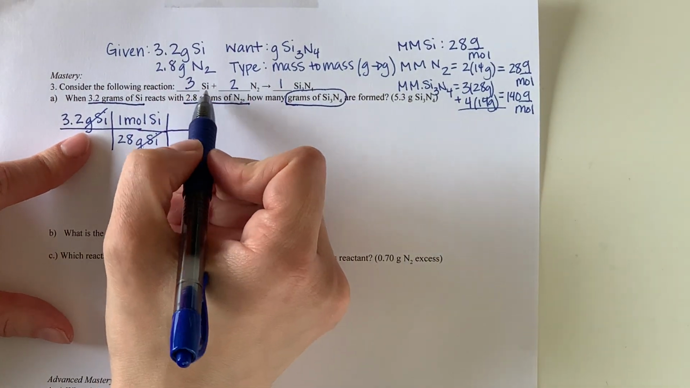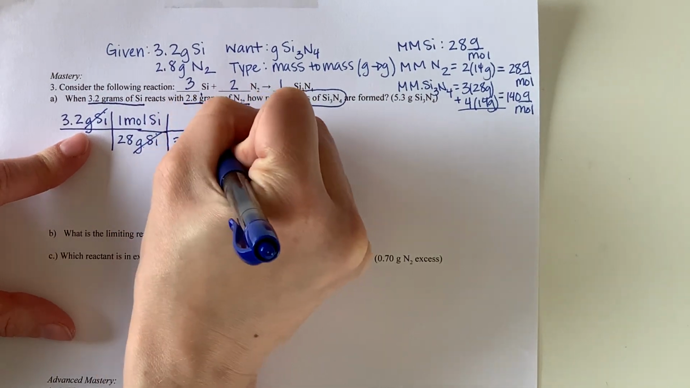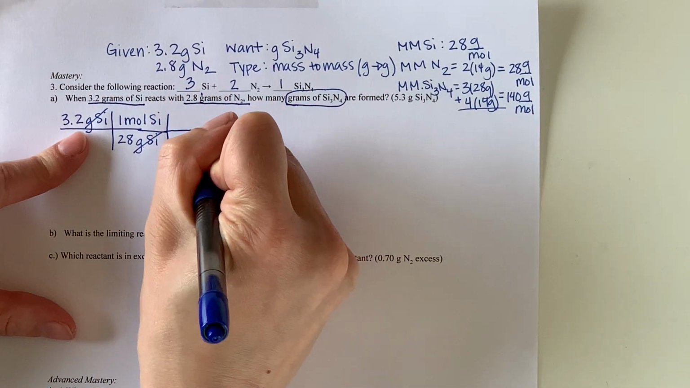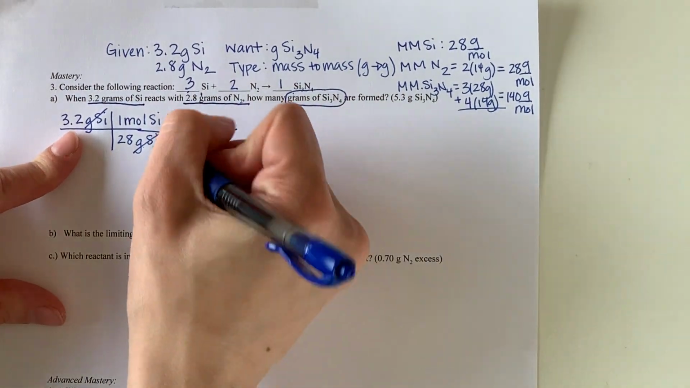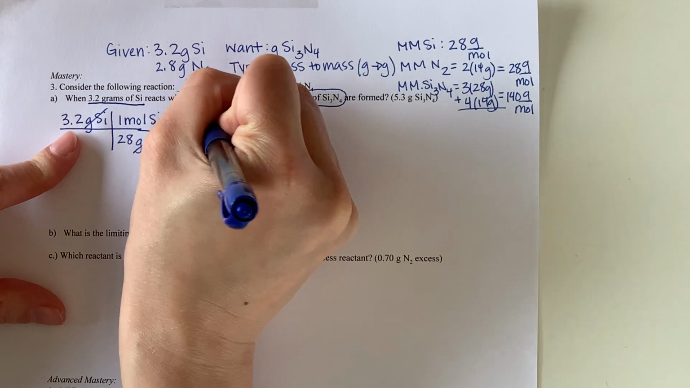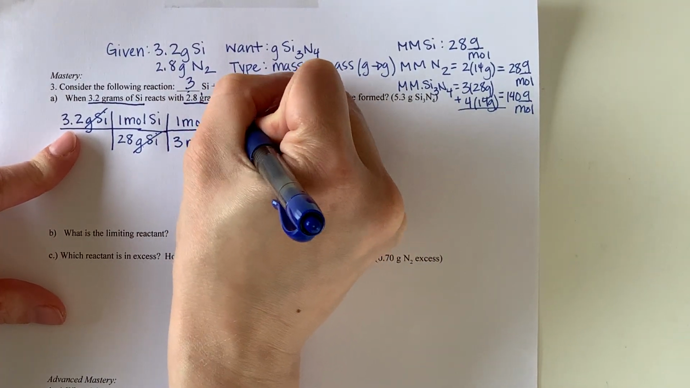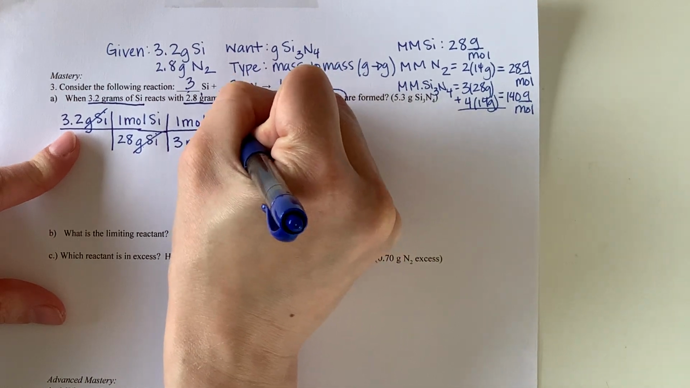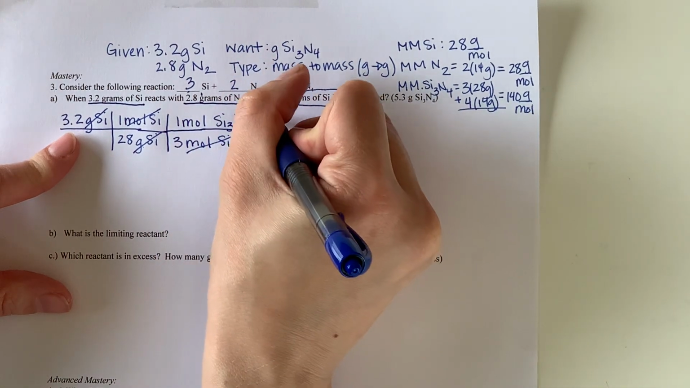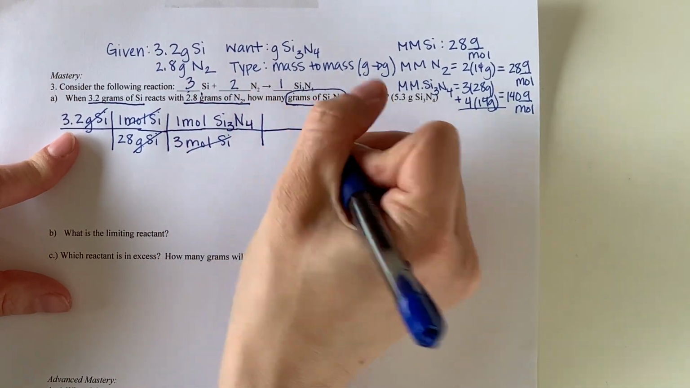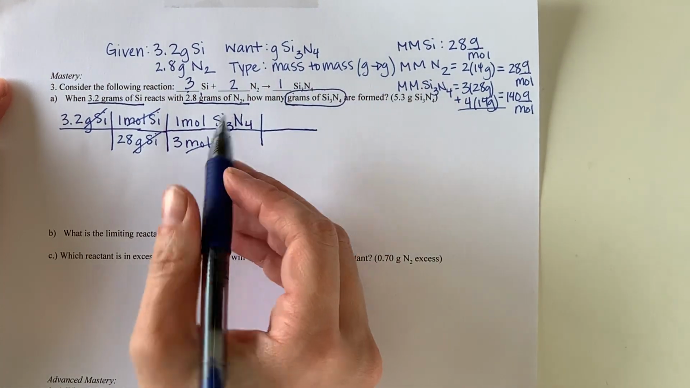So this is where I use my mole ratio. I have 3 moles of silicon in my balanced chemical equation, and then I get 1 mole of trisilicon tetranitride for every 3 moles. So I've gotten rid of my moles of silicon, and now I'm into moles of silicon nitride, but I want to get to grams.